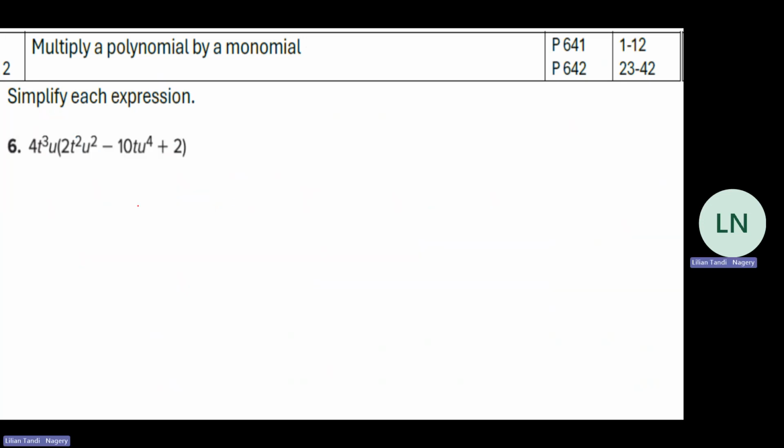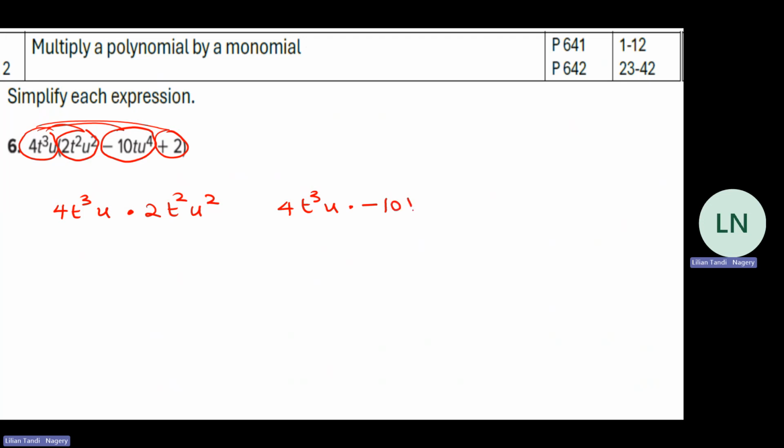Simplify each expression. So let's continue. So this goes to this, goes to this, goes to this. Okay? So 4t cubed u, you are multiplying with 2t squared u squared. 4t cubed u, you are multiplying to negative 10t u to the fourth power. Then 4t cubed u, you are multiplying to positive 2.